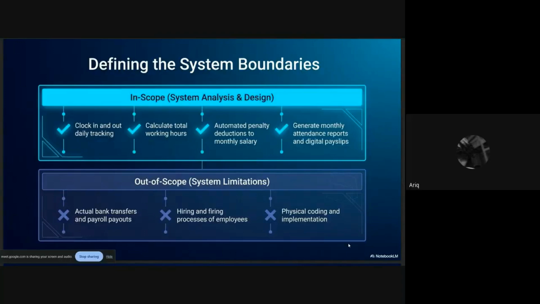On the other hand, our scope limitation include actual bank transfer and payroll payouts, as we do not handle financial integration. We also exclude hiring and firing processes of employees. And lastly, the physical coding and development implementation, as this project is limited to the analysis and design phase. Next, Ame will explain our project timeline and methodology.